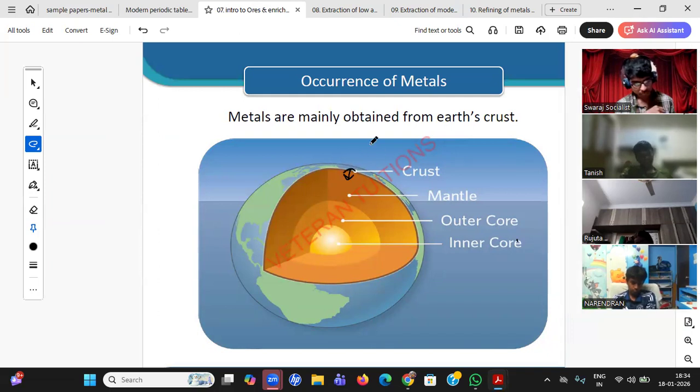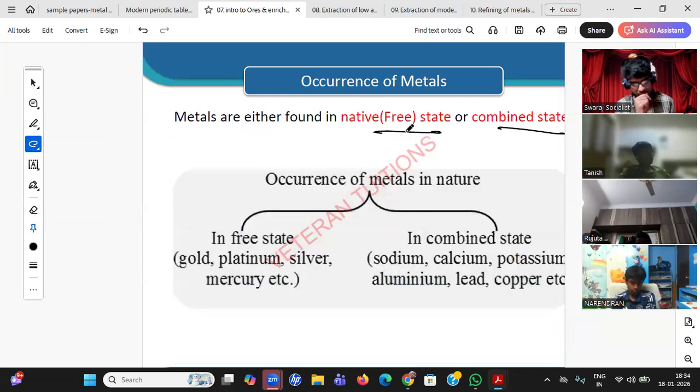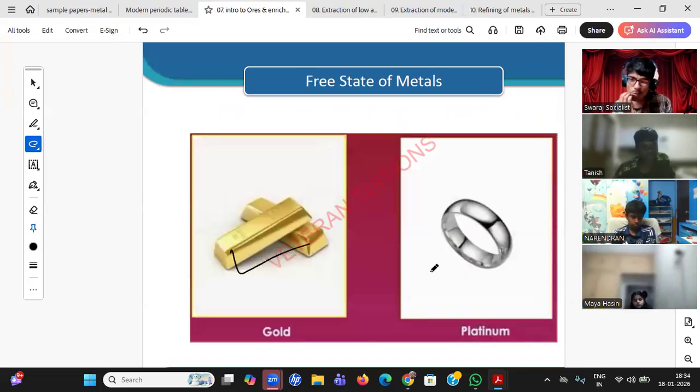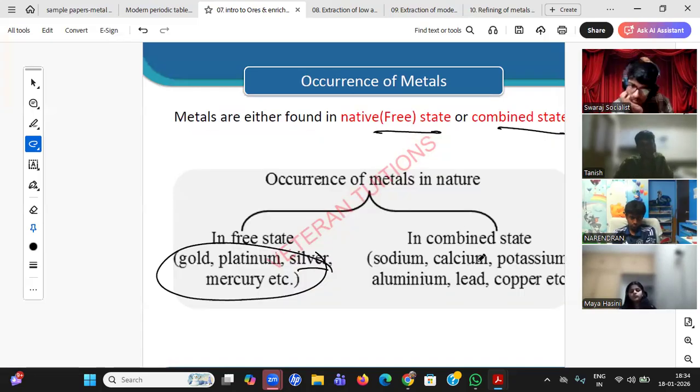They are found in free state and also combined state. What does that mean? Free state means, you see, gold is available purely as gold. Platinum, you can directly take and make an ornament. Okay, little purification is required, I'll come to that point. Silver also. So these are all found in the free state. But what about the others?